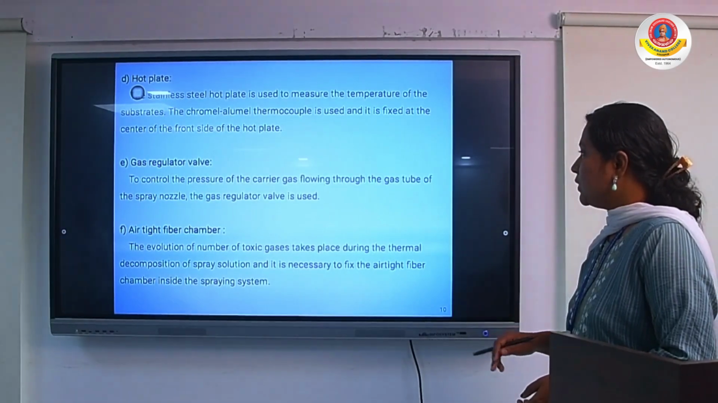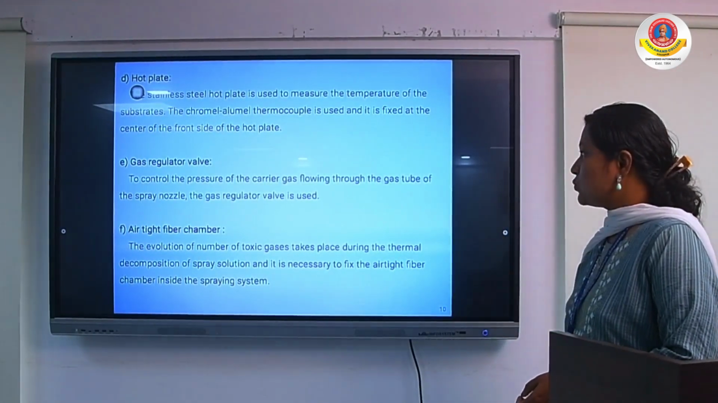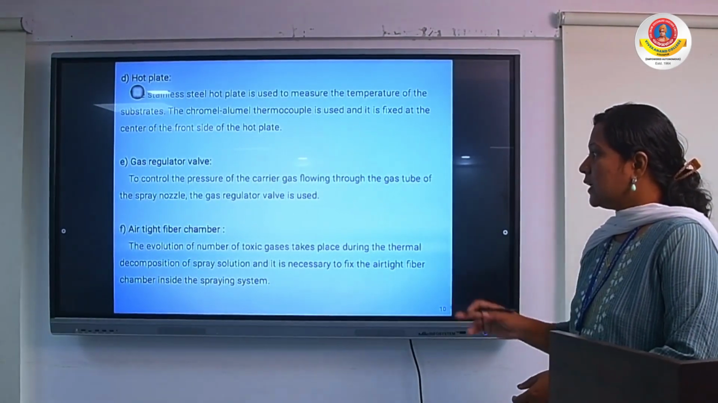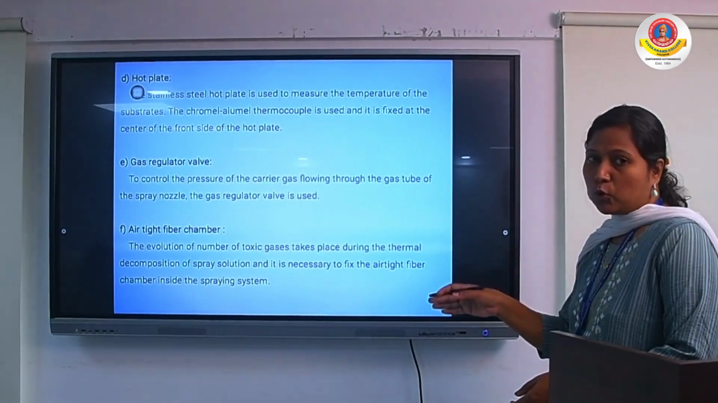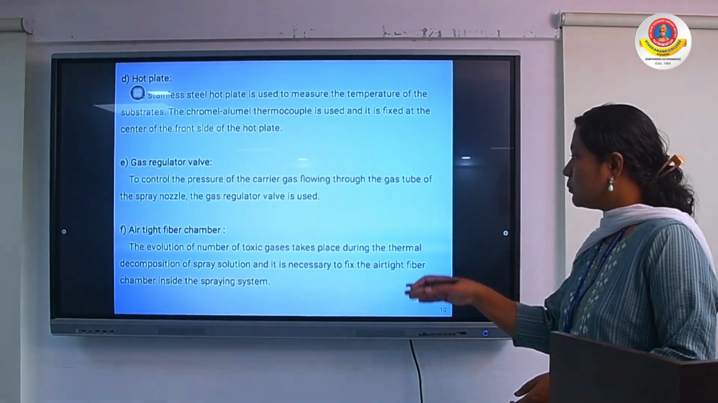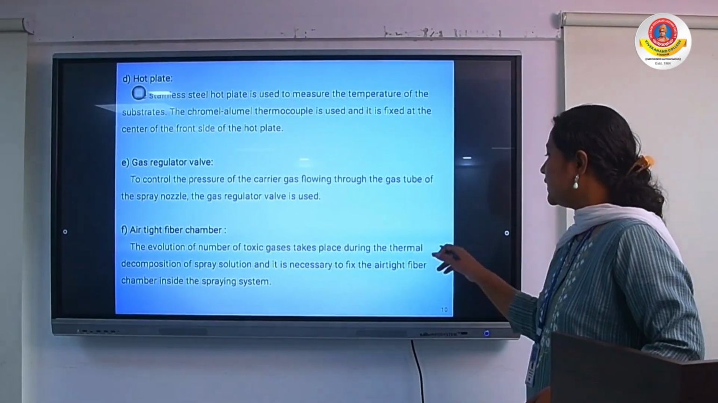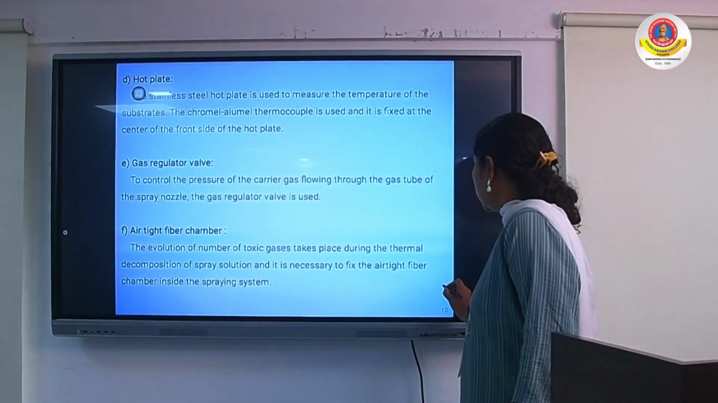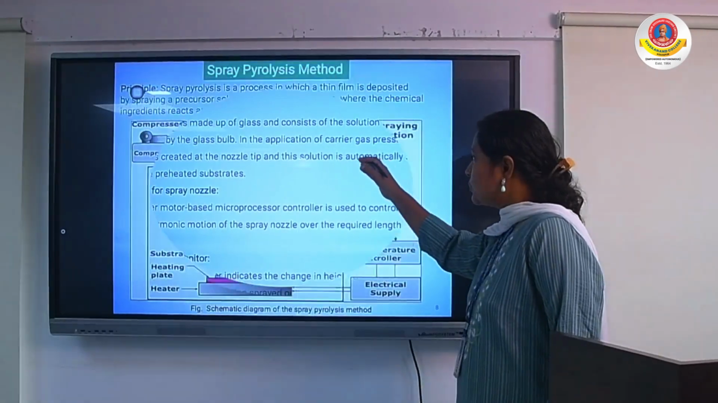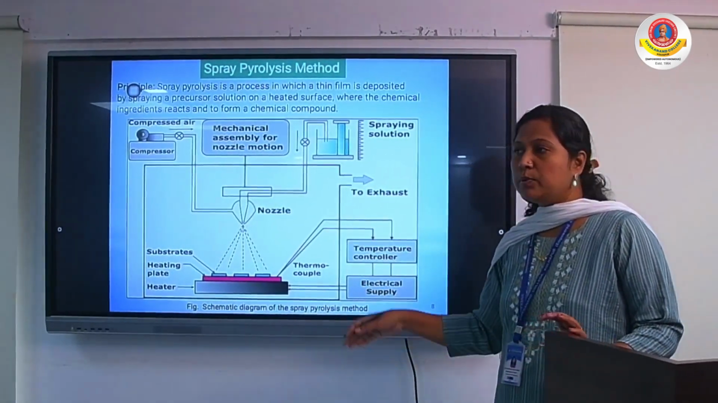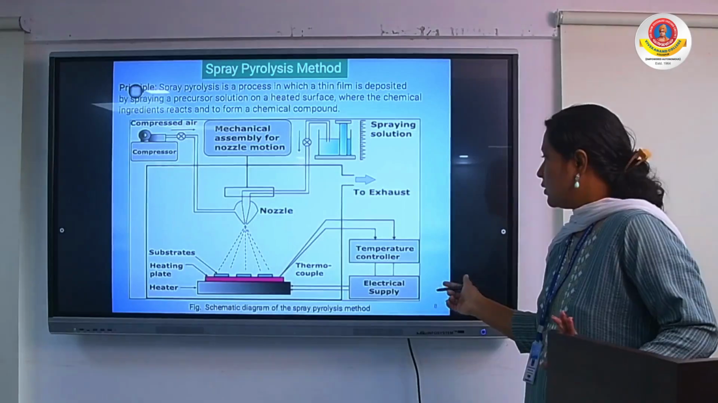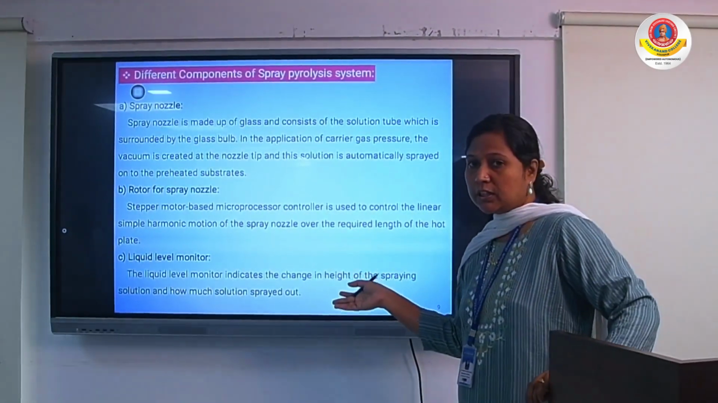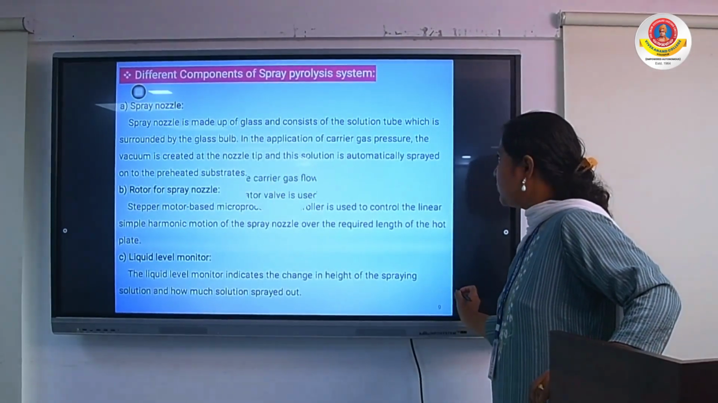To control the pressure of the carrier gas flowing through the gas tube of the spray nozzle, the gas regulator valve is used. The airtight chamber is used because a number of toxic gases evolve during the thermal decomposition of the spray solution, so it is necessary to fix the airtight fiber chamber inside the spraying system. These are the different components of this spray pyrolysis setup. This setup is available in our lab also. So we prepare thin films by using this spray pyrolysis method.